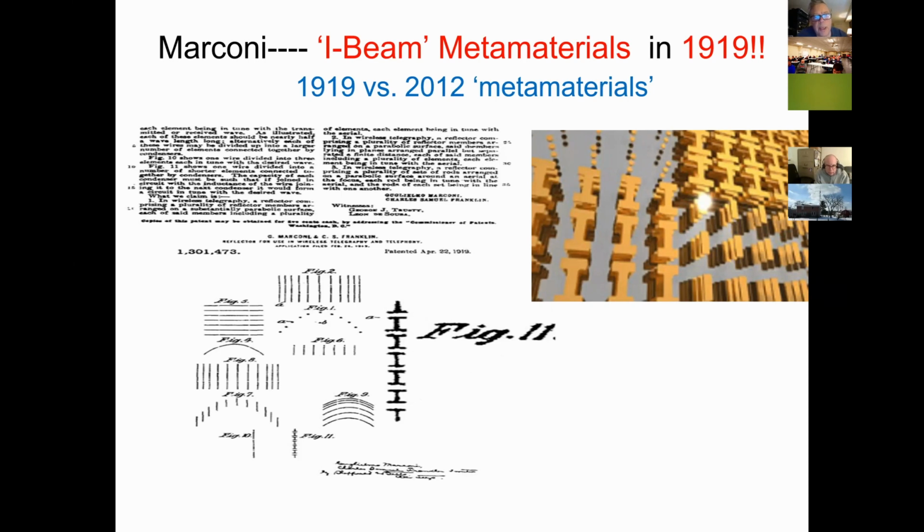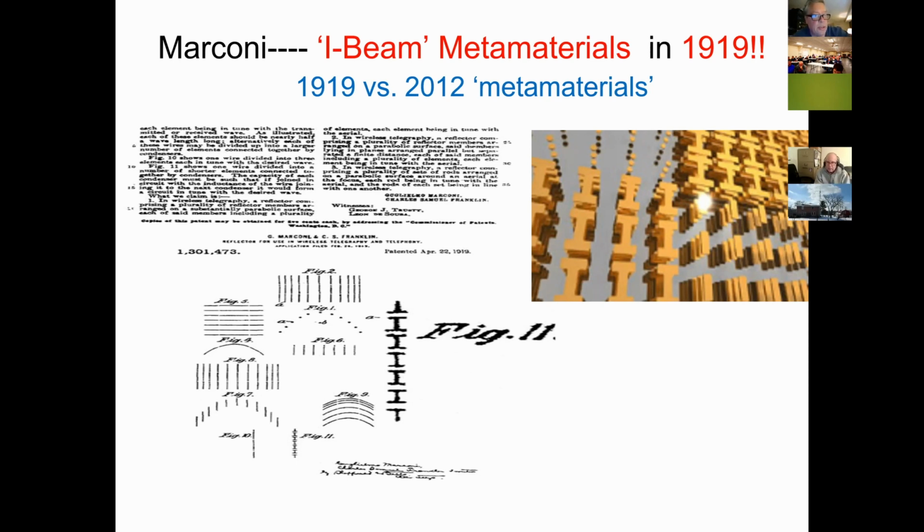Well, that's interesting, because what we see from a paper by Dave Smith and his crew at Duke University in 2012 is something called a metamaterial hologram. What they've done is they've used this I-beam metamaterial, what they're calling a metamaterial, to try to produce a hologram. And that's cool, but I just want to point out that that same exact structure was used in this case for RF reflectors in 1919. And that's why I'm saying that the origin of metamaterials goes back to Marconi.